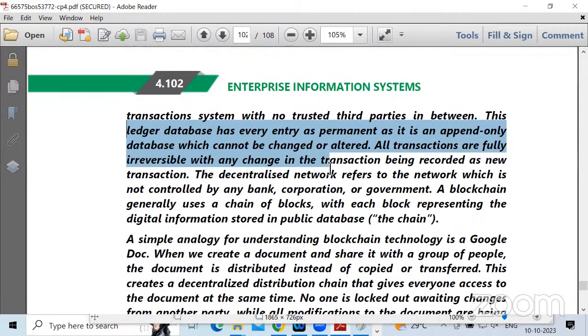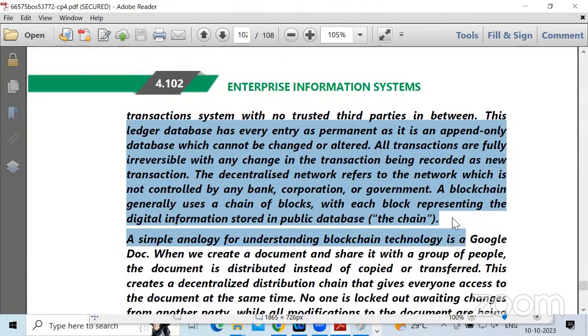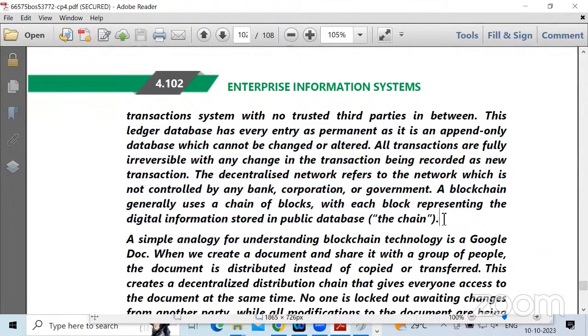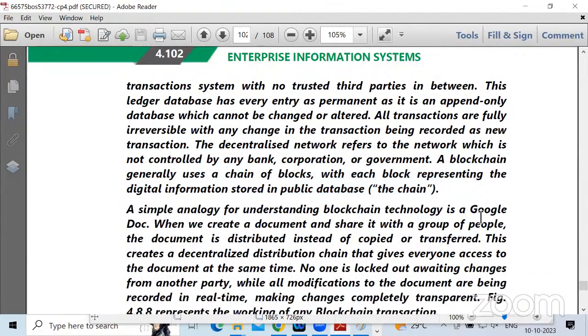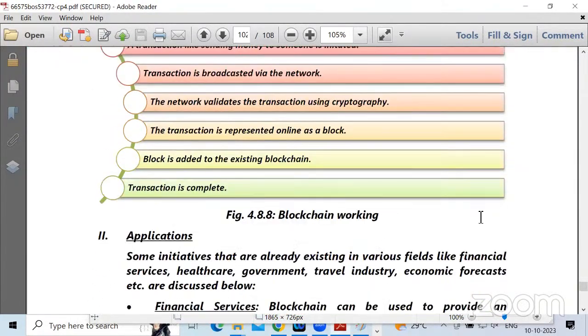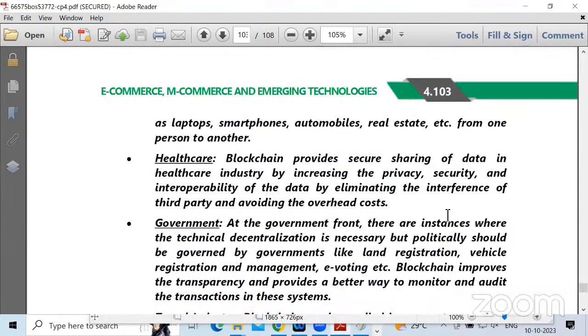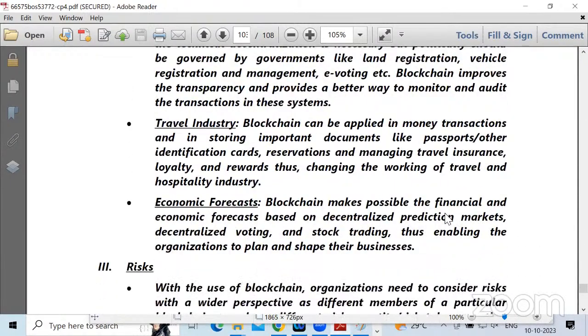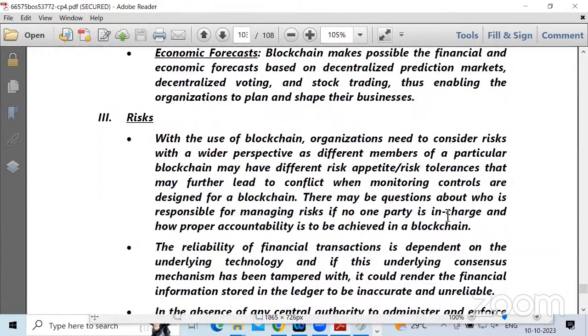That is, you cannot modify. With any change in the data, it is recorded as a new transaction. Decentralized network refers to a network which is not controlled by any bank, any corporation, or any government. Blockchain generally uses a chain of blocks, with each block representing the digital information stored in a public database, that is the chain. Google Doc is an example they have given. Let's go to the applications: financial services, healthcare, government, travel, industry, as well as economic forecast.